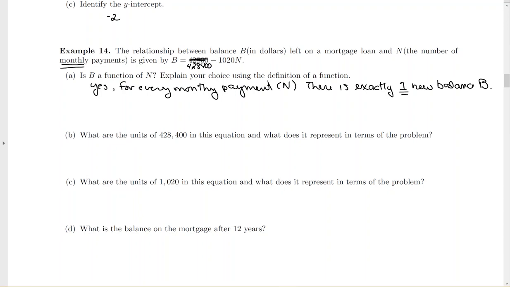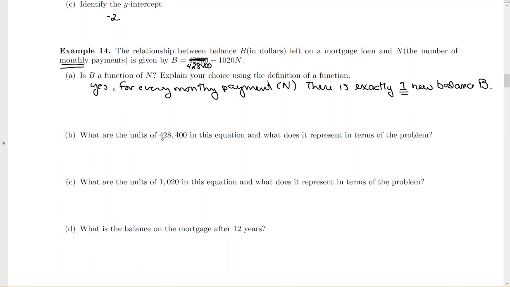Okay, notice I didn't just say for every input there is one output. Because again, if you say that, I don't know what your input is and I don't know what your output is. If you want to use the word input and output, you got to tell me for every input N of monthly payment, there is exactly one output, the new balance B. You got to use the words that are in the word problem here.